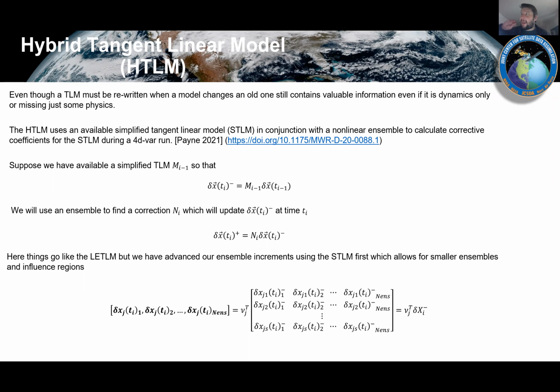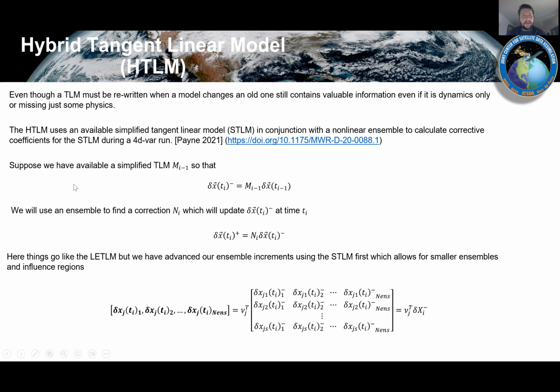But the idea is that for most models, we have some kind of tangent linear. It may not be complete. Maybe new physics was added and that hasn't been put in yet. Or maybe we're just doing the dynamics part. If you recall, I mentioned that for the dynamics, that's actually fairly easy to calculate and code up. It's the physics that's difficult. But we have some version, an approximate tangent linear model for our model. The HTLM takes advantage of that. It combines that with localized ensemble tangent linear model methodology, I guess I could say.